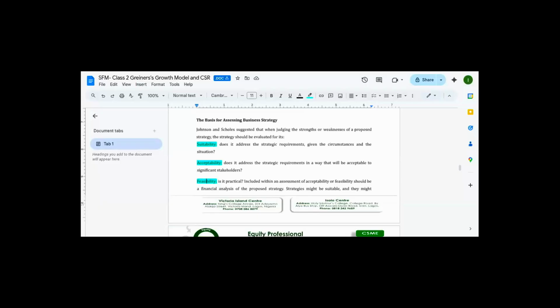Feasibility. So feasibility is telling us, is the strategy profitable? That's the reason why I say it is practical. Feasibility, it is practical, yes. Because included within the assessment of acceptability or feasibility, there should be financial analysis. When we are looking at acceptability and suitability, the financial analysis is key. So we have to look at the financial analysis of the proposed strategy.